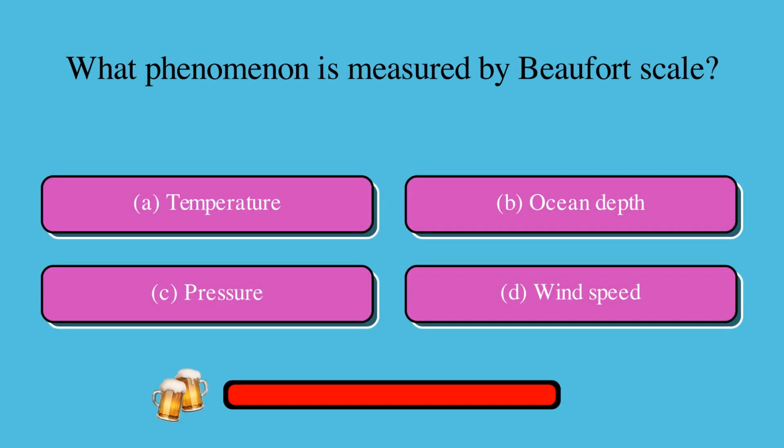What phenomenon is measured by the Beaufort scale? Is it A, temperature, B, ocean depth, C, pressure, or D, wind speed? The correct answer is D, wind speed.